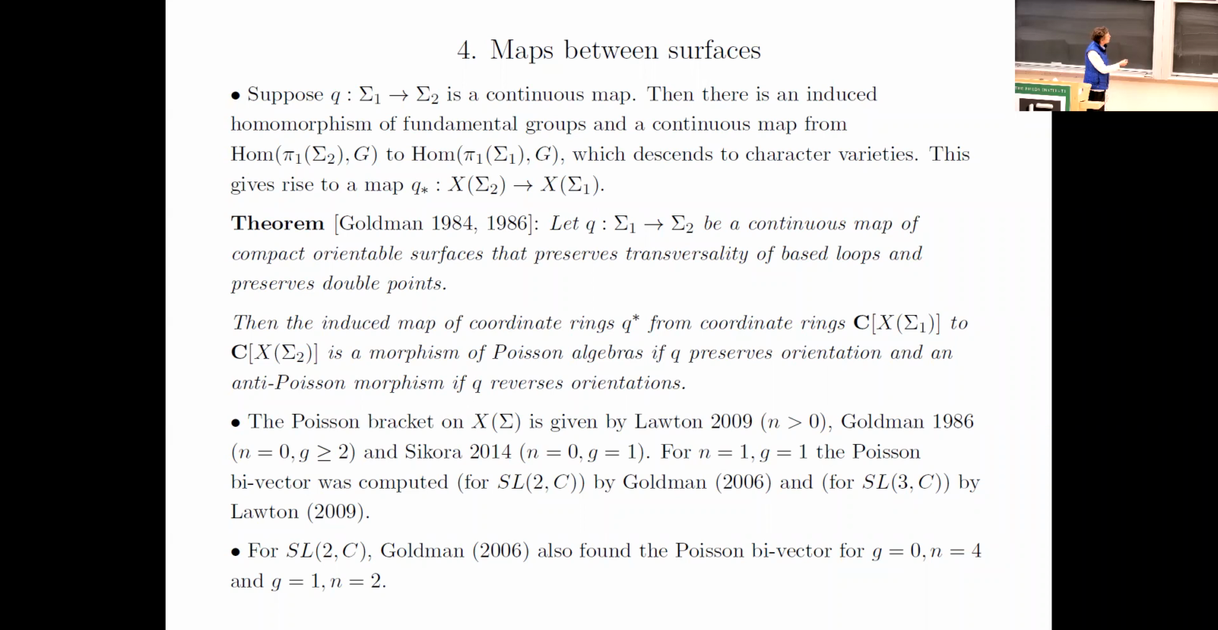Goldman proved in 1984 and 1986 that if Q is a continuous map between compact orientable surfaces and it preserves transversality of base loops and it preserves double points, then the induced map of coordinate rings, this goes from C of X of sigma 1 to C of X of sigma 2, is a morphism of Poisson algebras if Q preserves orientation, and it's an anti-Poisson morphism if Q reverses orientations. So the Poisson bracket was what I wrote on the previous slide. This was given by Goldman in 1986. This is the case where there are no boundary components and genus greater than or equal to 2.